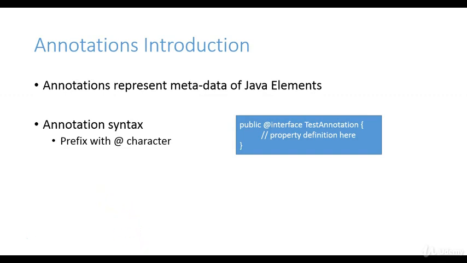Now let me introduce here the syntax to annotate different elements in our Java classes. Annotations are differentiated from other elements like a class or an interface by prefixing an @ character before it. An annotation definition looks like the example here on the right. I am defining a test annotation by using @interface before it.